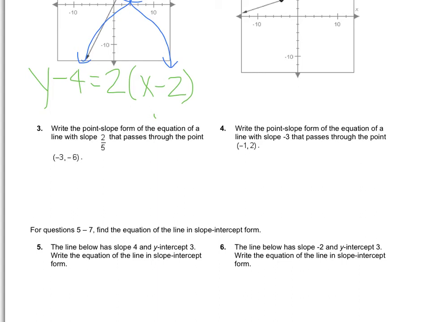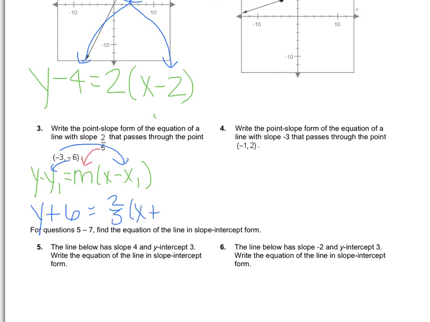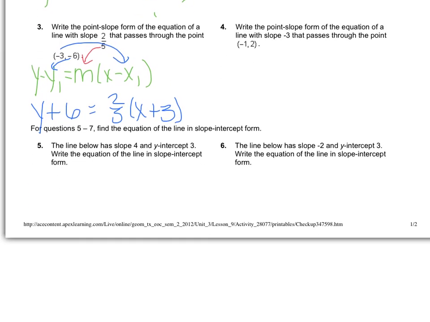So number 3, write the point and slope form of the equation with a slope of 2/5 that passes through the point -3, -6. So my formula is y minus y1 equals m times x minus x1. My slope is 2/5. My x value they give me is -3. My y value they give me is -6. So my equation is going to be y plus 6 equals 2/5 times x plus 3, because it's always the opposite signs.